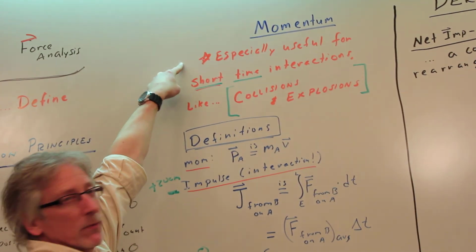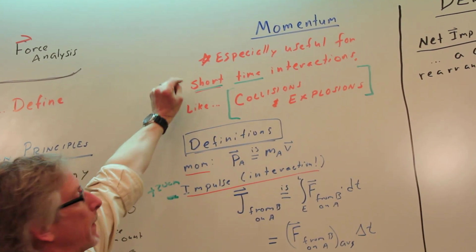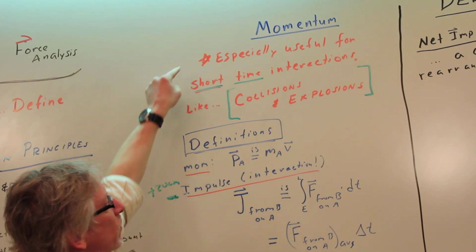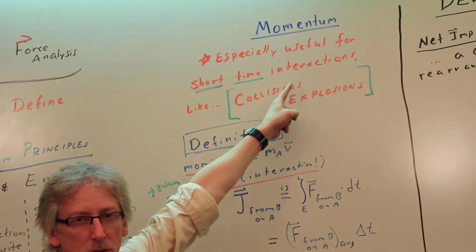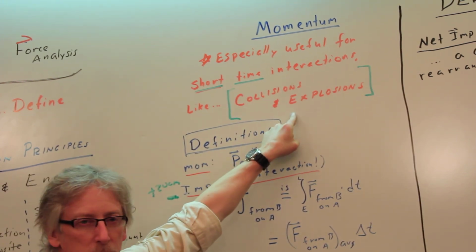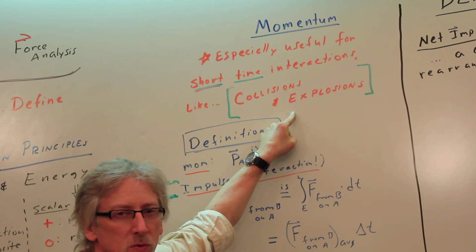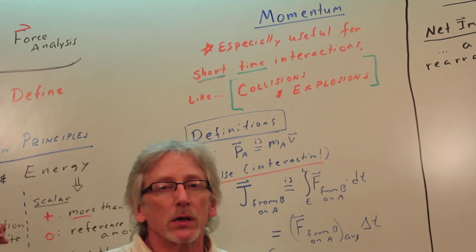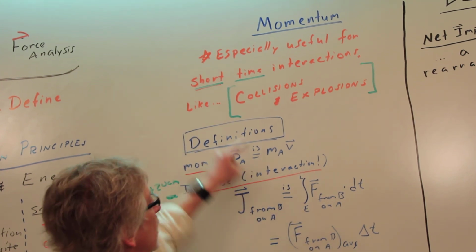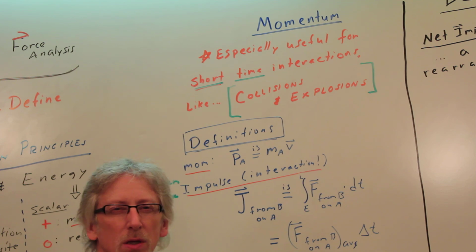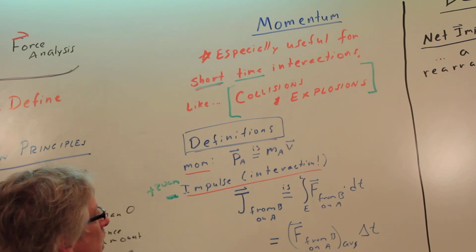So now we're gonna focus on momentum. We'll get to energy next. Momentum is especially useful for short time interactions, okay? Like collisions and explosions. You can apply it elsewhere, but when you can use force and kinematics, that's fine. You get the same thing. But for collisions and explosions, momentum is typically a great choice, okay?